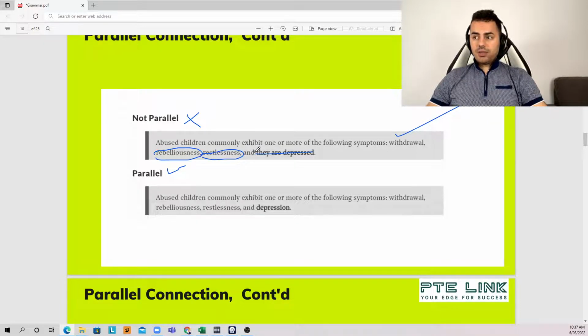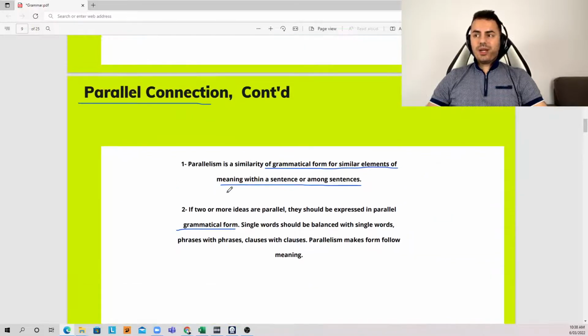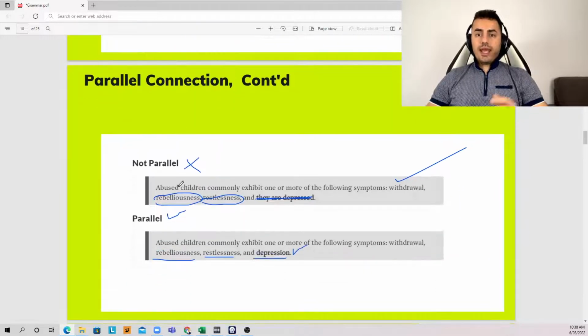So in the exam, you could get this one as an empty gap and you have both options, "depression" and "they are depressed." The correct answer is "depression." Why? Because 1, 2, 3, all of them are adjectives, which means they are in parallel. And this is what we meant by similar elements. Yeah? If it was adjective, the three of them have to be adjectives, and so on.